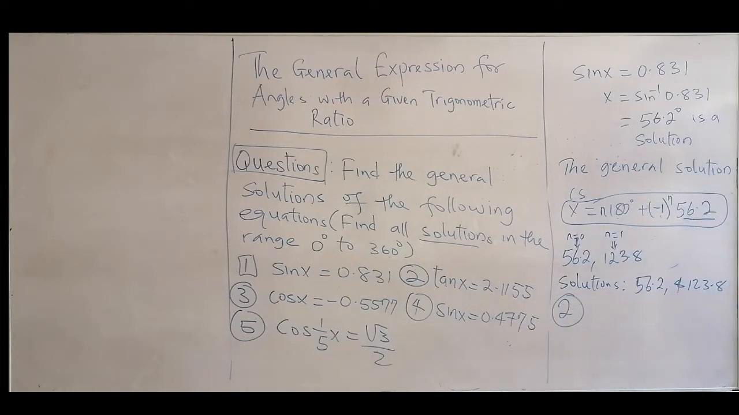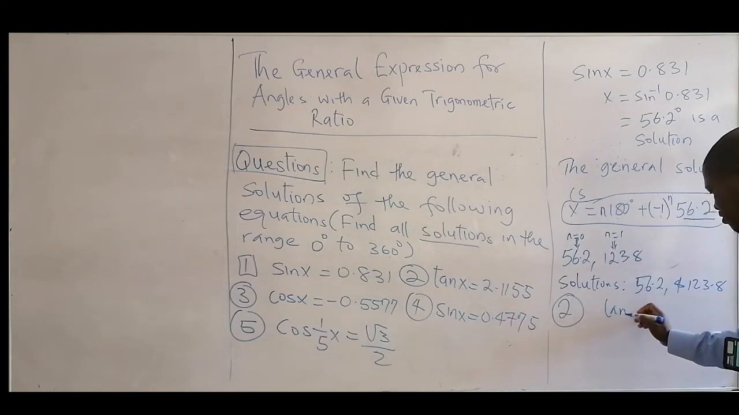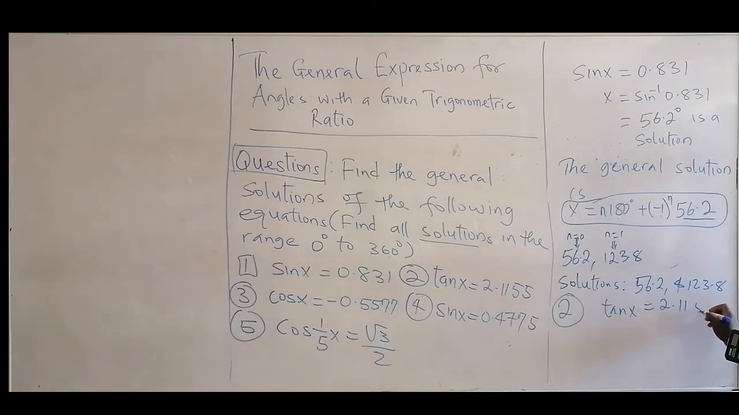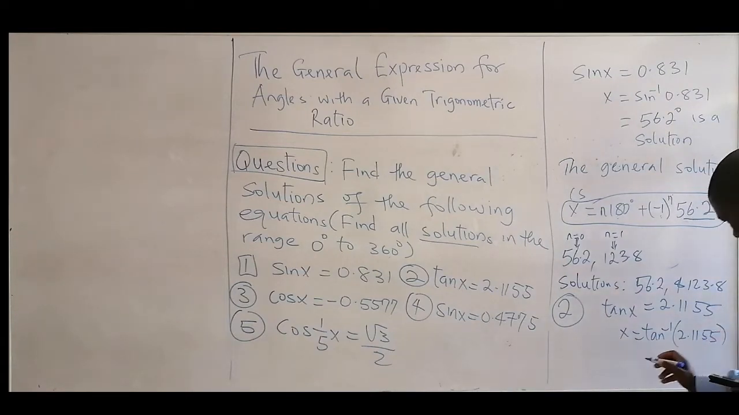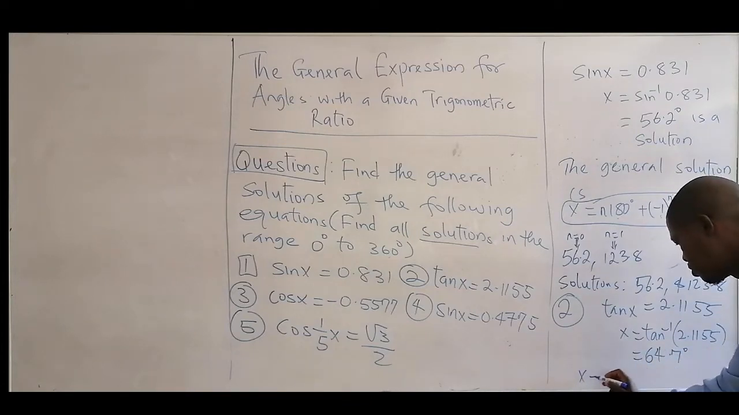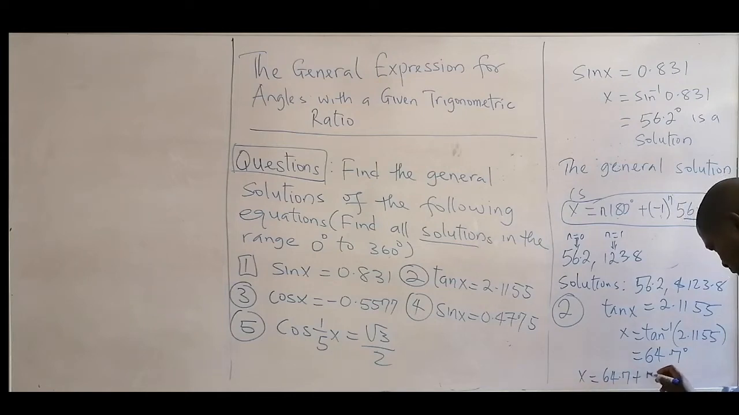Question 2. We have tan x equal to 2.1155. Okay, so x is equal to arctan 2.1155. So that's 64.7 degrees. Okay, so the general solution for tangent is x equal to theta, that's 64.7, then plus n times 180 degrees.